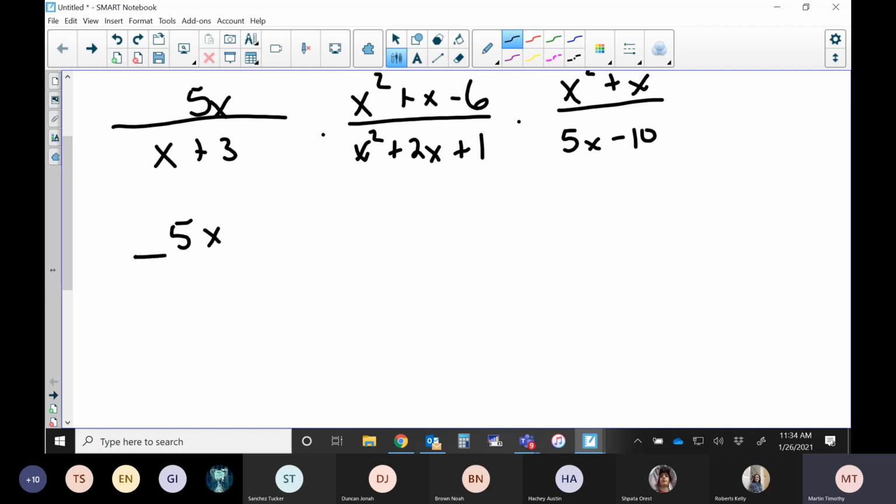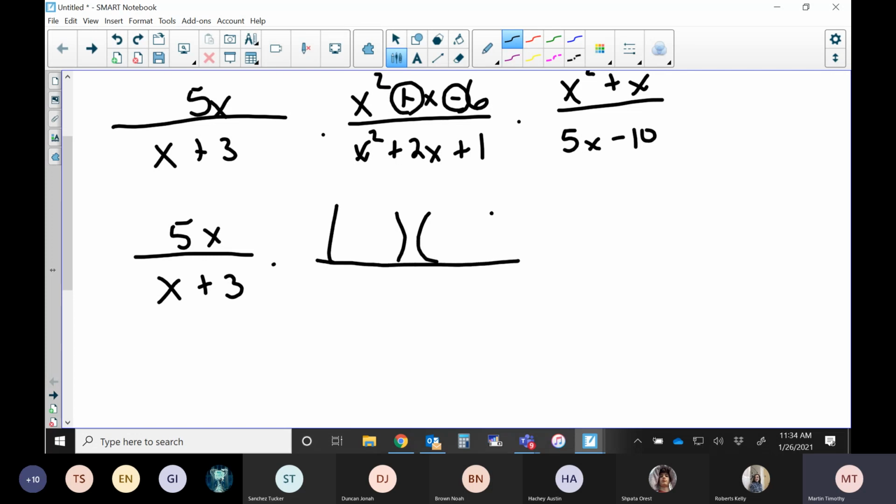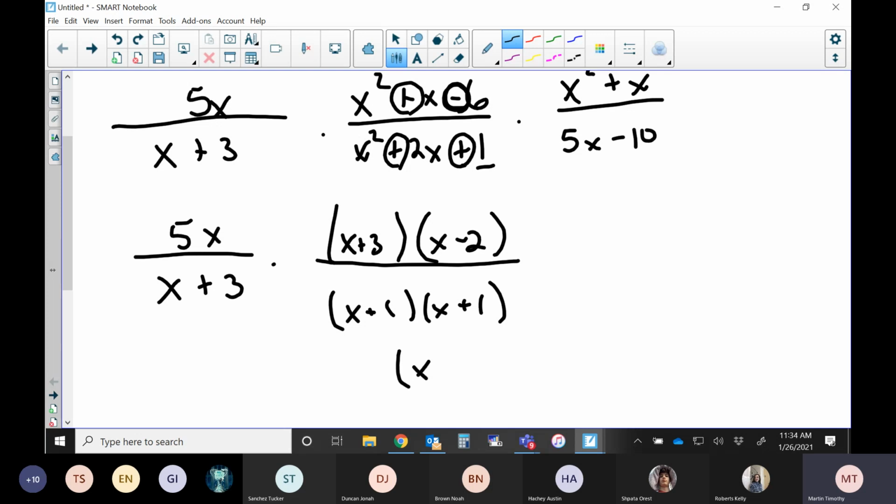The first one is already factored for us, so that's really good. Then we need to change this. This says different signs. This says the bigger one is positive. This is how fast it should take me to factor these guys. I need two numbers that multiply to 6 but subtract to 1, and the bigger one is positive, so x plus 3, x minus 2. This says same signs, and they're both positive. Any two numbers that multiply to 1 but add to 2. Another way this could be written is x plus 1 squared. You need to know that.